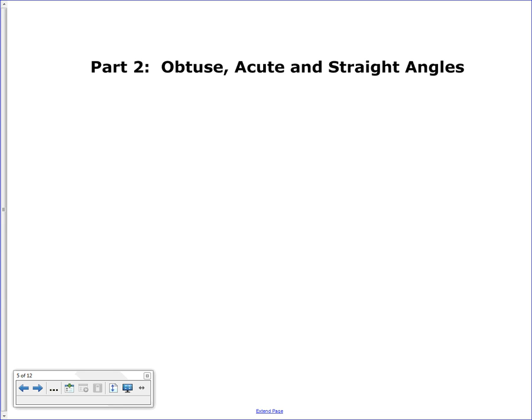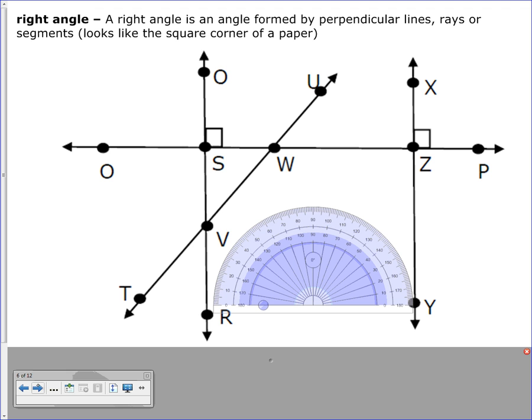In this video, I'm going to talk about obtuse, acute, and straight angles. I may throw some right angles in there as well. Starting with the right angle.